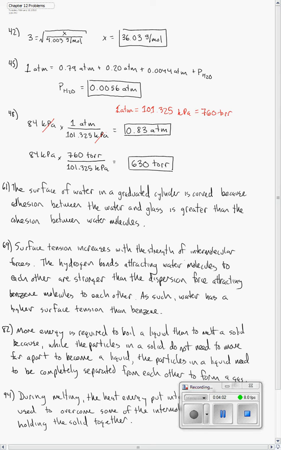In the second one, we want to cancel out kilopascals, so again, we get kilopascals in the denominator, and we want torricellis. We know that 101.325 kilopascals is the same thing as 760 torricellis, so it's going to be times 760 divided by 101.325. That'll give us our pressure of 630 torricellis.